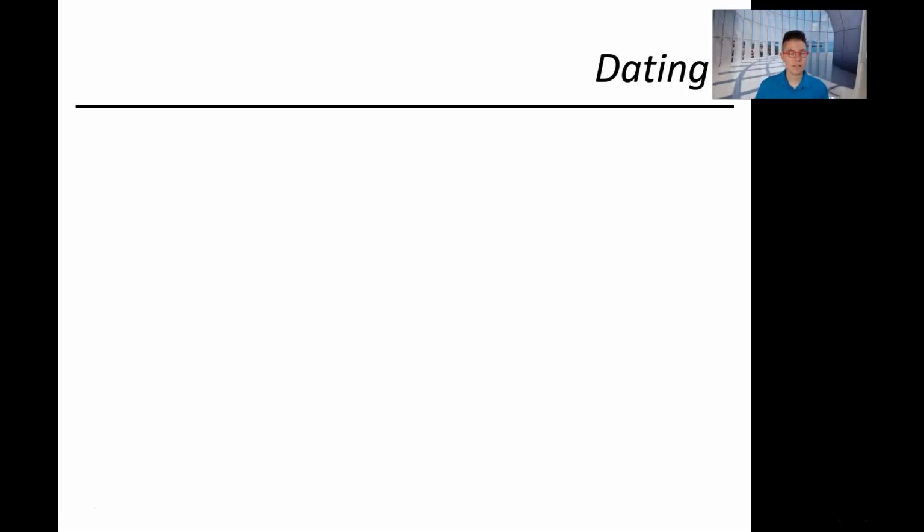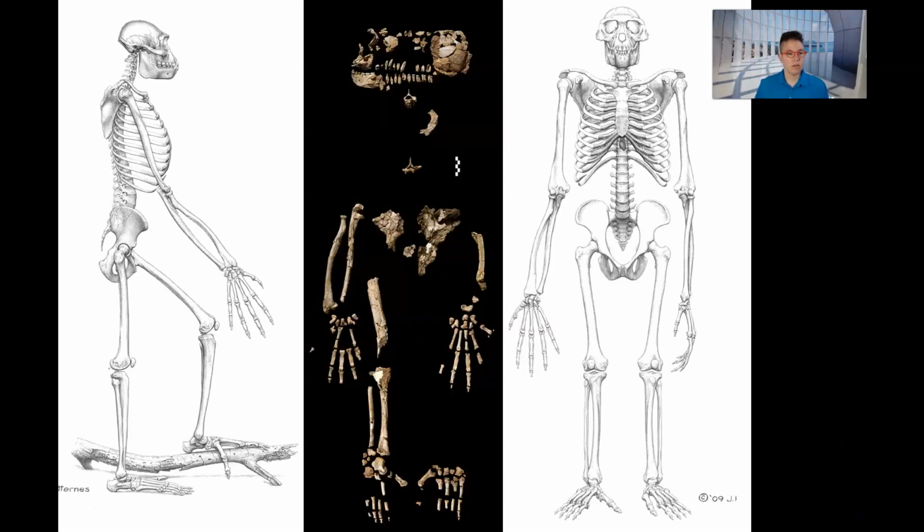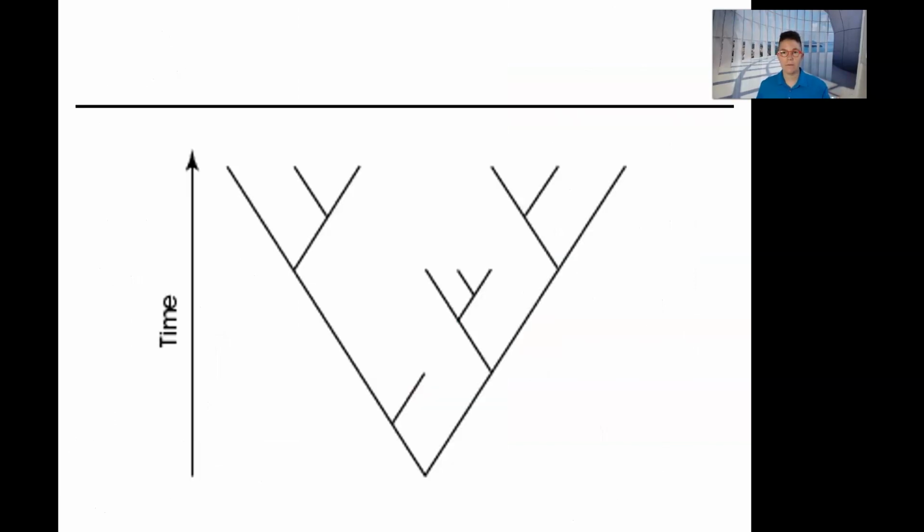Everyone. Let's talk about dating. And I don't mean swipe left or swipe right, or whichever way you swipe kind. I mean, how do we find out how old fossils are when we find them in the fossil record? So when we find something like this, how do we know exactly how long ago it lived?